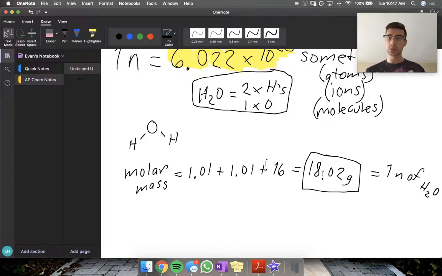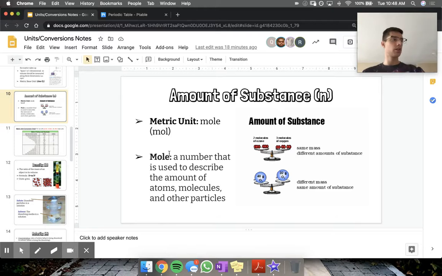Now, if you actually wanted to measure this out, just as an example, 18.02 grams of water is about the same as 18 milliliters. So this is about 18 grams of water. As you can see, it's not very much, but water is not a huge molecule in chemistry, so that's all right. But that is what it would look like in terms of measuring it out. So here are some other examples, all right?